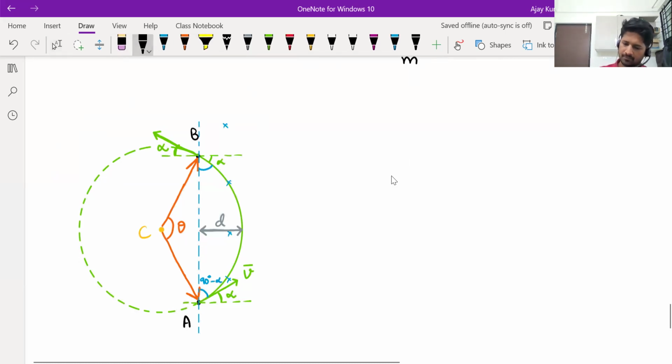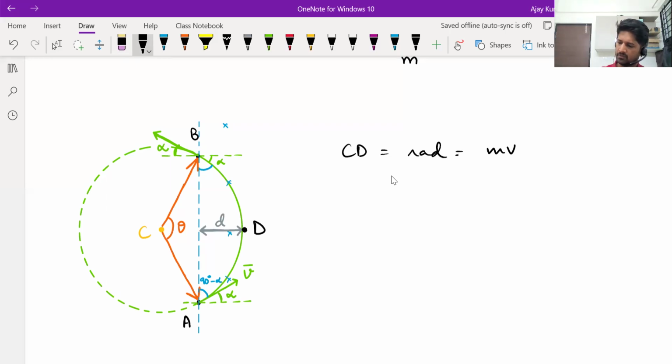Center is C. Call this point as D. What is the distance from C to D? Complete distance. The radius. CD is the radius, which is mv by qb, and we know that. Let's keep it as r itself for now. So radius is known to us. And from that distance to get small d, imagine that line CD. It so happens that CD is perpendicular to that chord. So there is a right angle triangle forming here, which you can take advantage of.